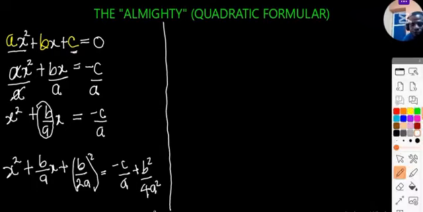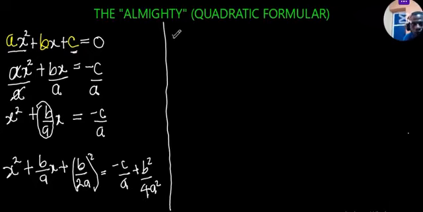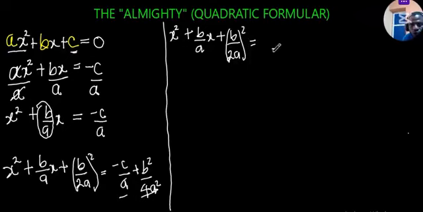So, simplifying the right hand side, we have x squared plus b over a x plus b over 2a all squared equals, then the LCM of 4a squared and a is 4a squared. a divides 4a squared, we are left with 4a. 4a times minus c is minus 4ac, plus 4a squared divided by 4a squared, we are left with 1. 1 times b squared is b squared.